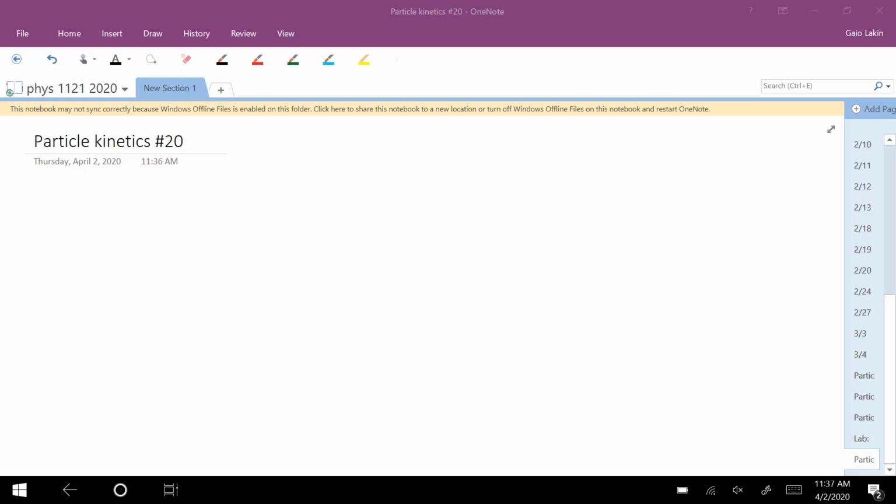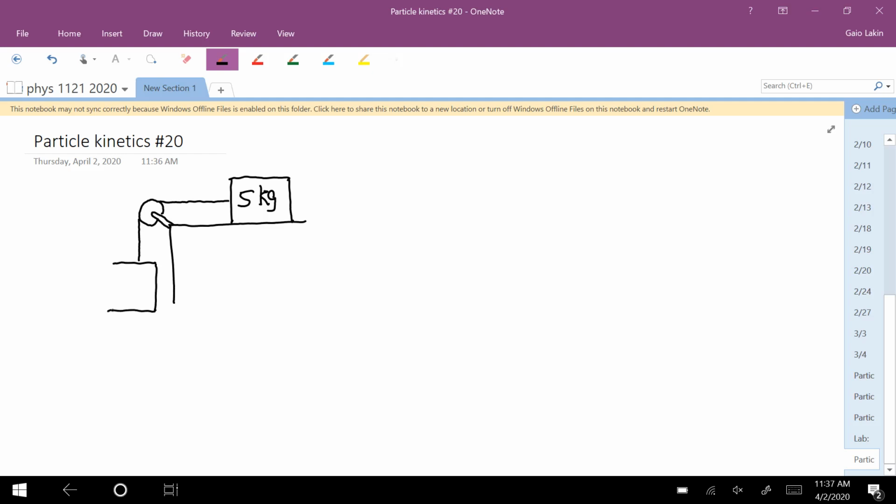All right, this is a solution to number 20 from particle kinetics. It looks like this. There's a ledge with a pulley at the corner, and there's a box here with a mass of 5 kilograms, and a cable that connects that box to a 3 kilogram hanging mass.